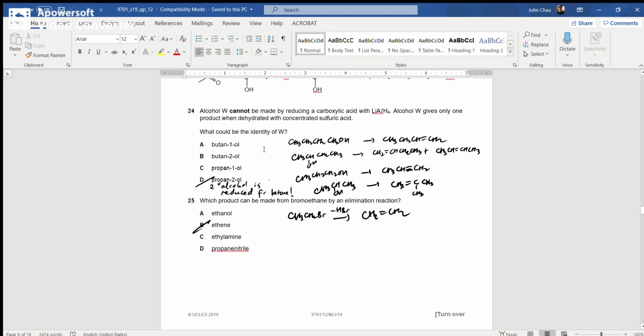24. Alcohol W cannot be made by reducing a carboxylic acid with lithium aluminum hydride. Alcohol W gives only one product when dehydrated with concentrated sulfuric acid. Now, what could be the identity of W? So you cannot reduce the carboxylic acid with lithium aluminum hydride. That means, right?